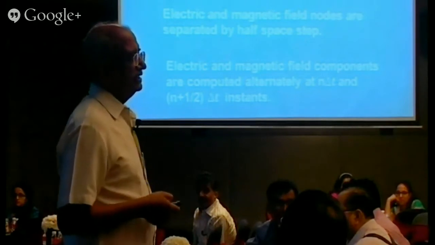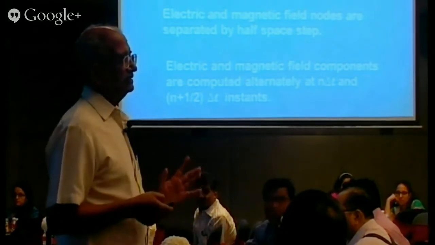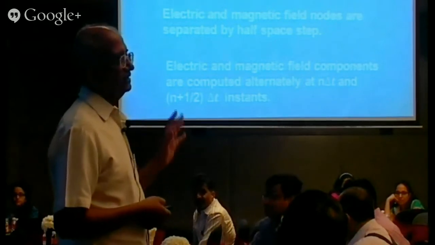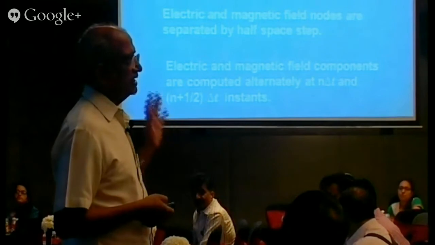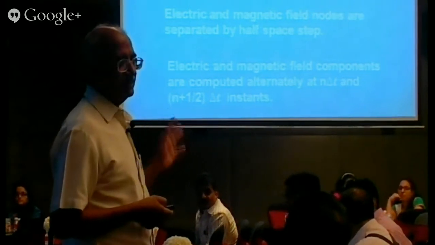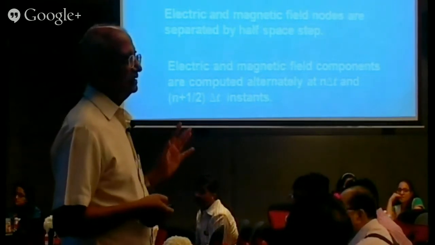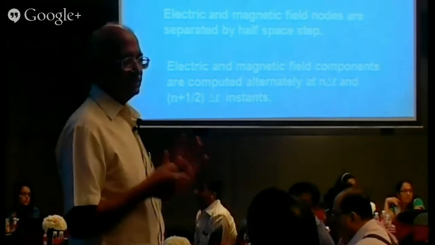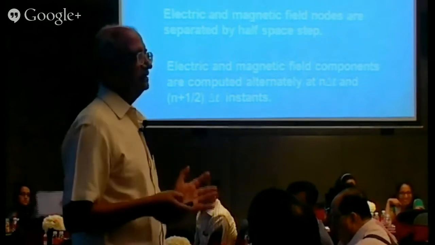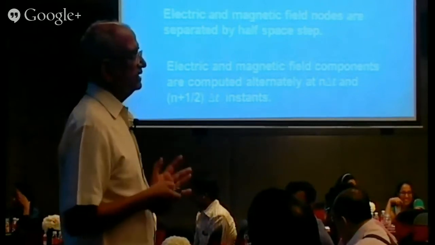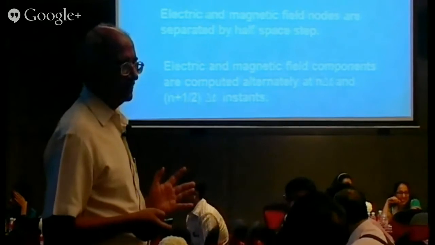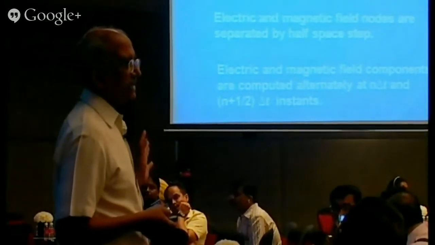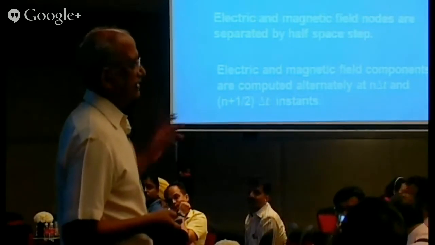There is no other justification. Because if we want to compute electric field and magnetic field at all the nodes, at all values of n and n plus half delta t, then the storage required will be twice of that. And similarly, the time requirement will also become double. But this way, we are saving the storage and the processing time.